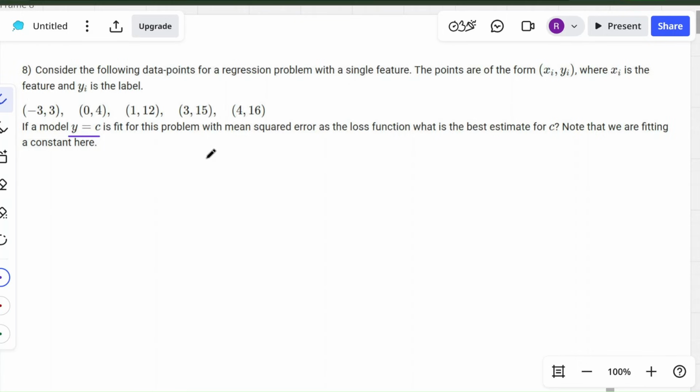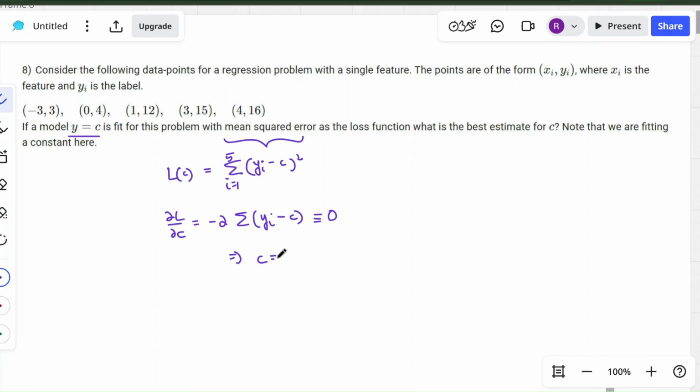So what do you mean by mean squared error, by the way? It is nothing but summation of yi minus c whole square, i running from 1 to 5, right? And this is my loss function. It's a function of c now, and then you have to minimize this function with respect to c. So you take the partial derivative with respect to c, and it turns out to be 2 times summation yi minus c times minus 1, so it's minus 2, right? And then you set it equal to 0. What do you get? You get c is equal to summation yi by 5, which is nothing but y bar.